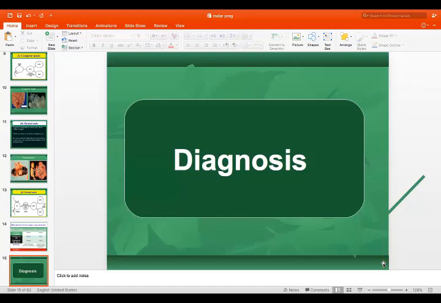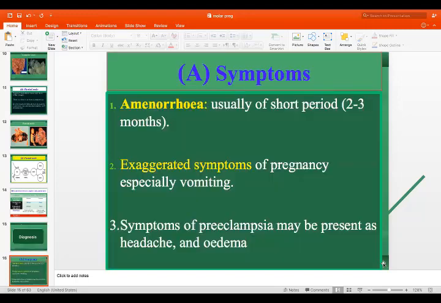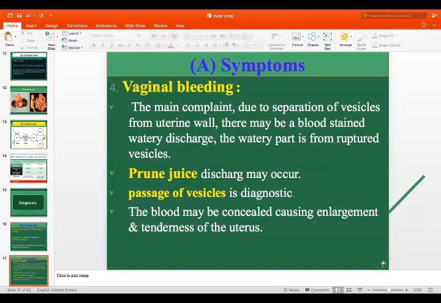So, how can we diagnose a molar pregnancy? It can be silent, but the symptoms include a history of amenorrhea, usually a short period, 2 to 3 months. There will be exaggerated symptoms of pregnancy, especially excessive vomiting, and she may develop signs and symptoms of preeclampsia, as she will have headache and edema. There will be vaginal bleeding.